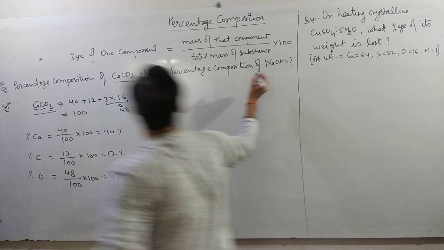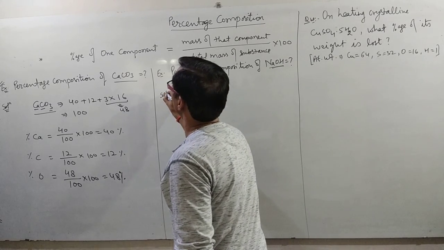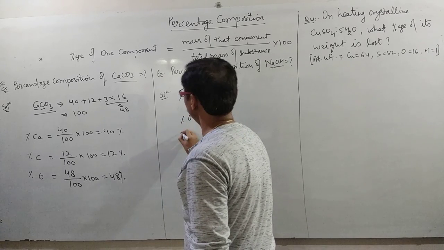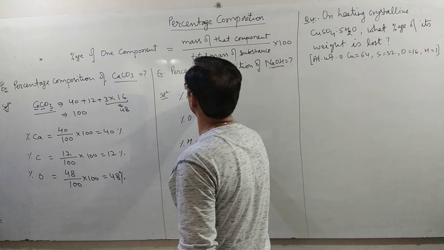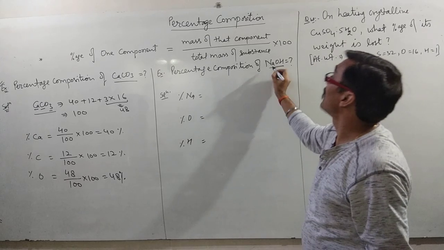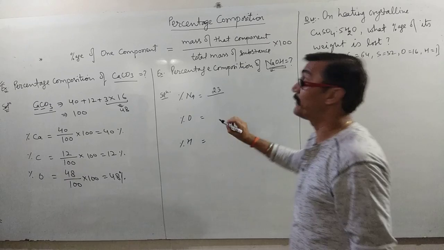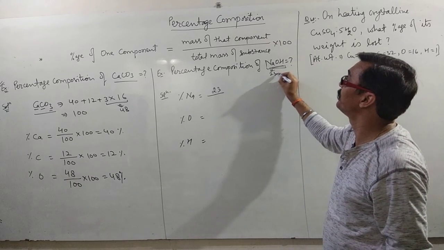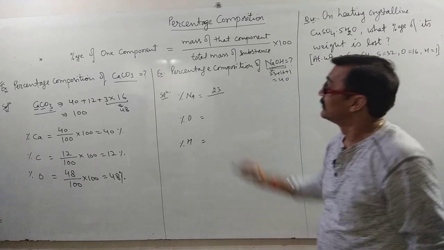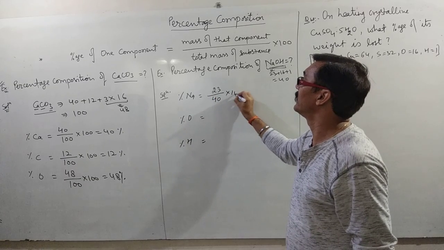Again, percentage composition of NaOH means the percentage of sodium, percentage of oxygen and percentage of hydrogen. To find the percentage of sodium, the mass of sodium 23, atomic mass of sodium, divided by total mass of NaOH, 23 plus 16 for oxygen plus 1 for hydrogen, that is 40. 23, mass of sodium, divided by total mass of molecule 40 into 100.